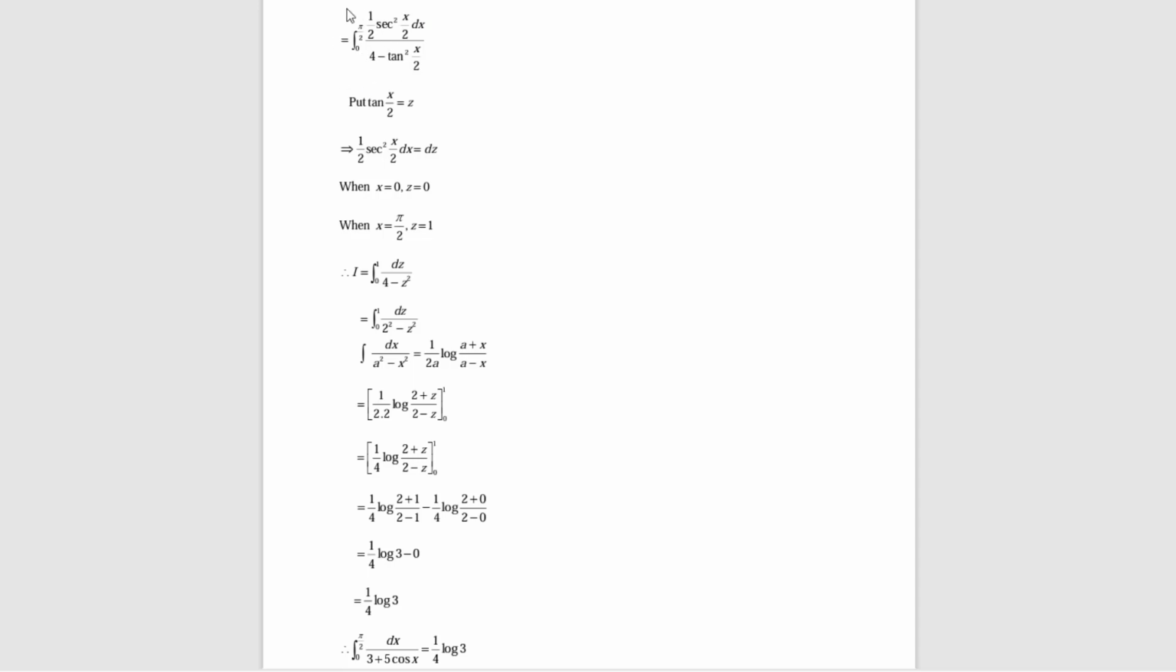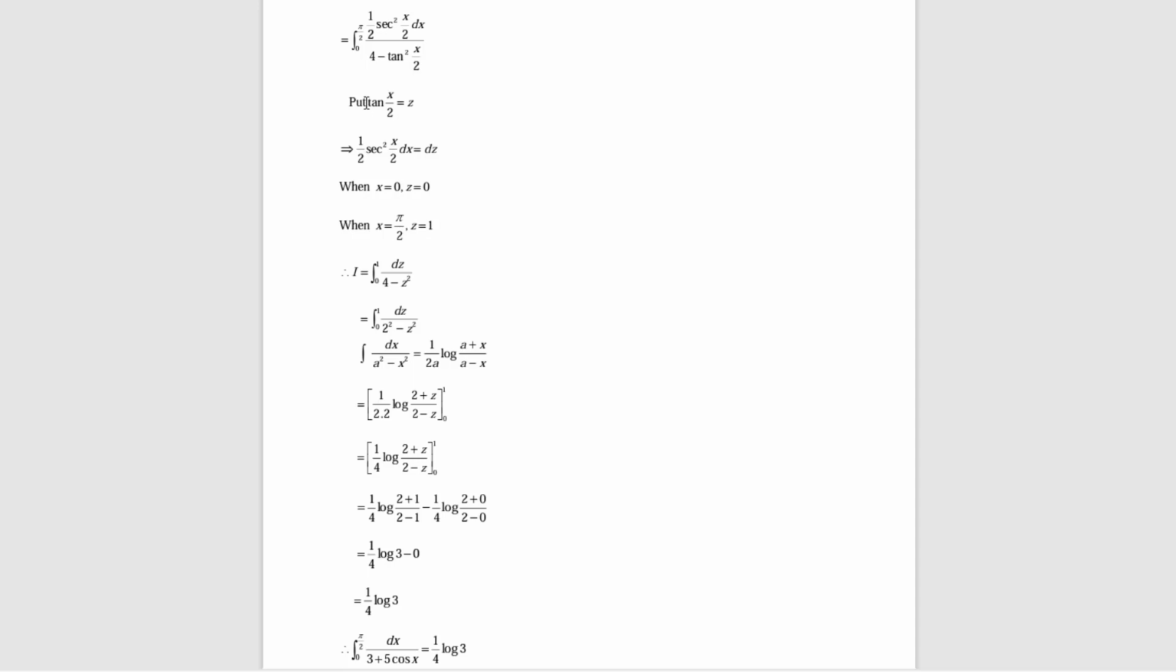For changing the limit, what we need to do is, first we will put the value of the upper limit in the part where we assumed, that is tan x by 2. So we will put pi by 2 in place of x in tan x by 2. So the corresponding value for pi by 2 is 1, because tan of pi by 2 over 2 is tan pi by 4, which is equal to 1.